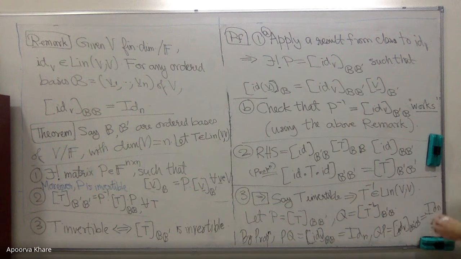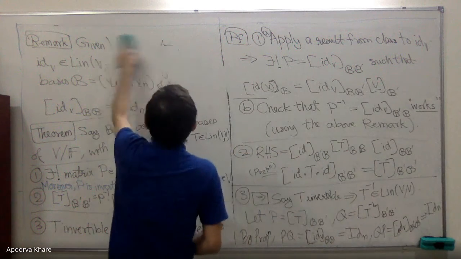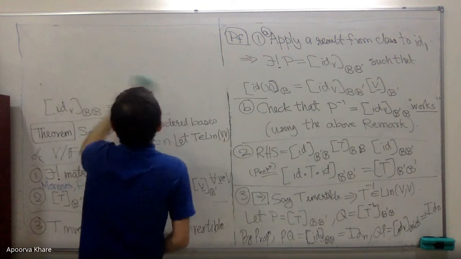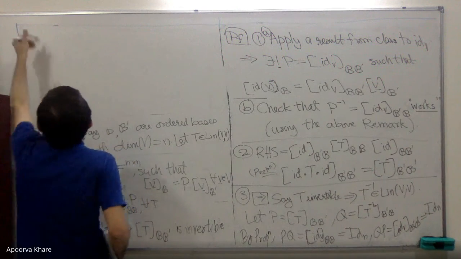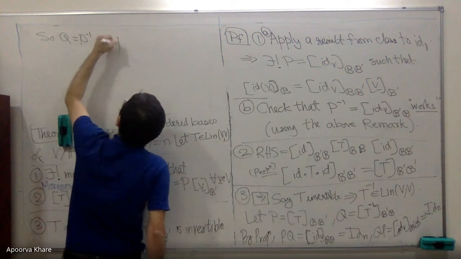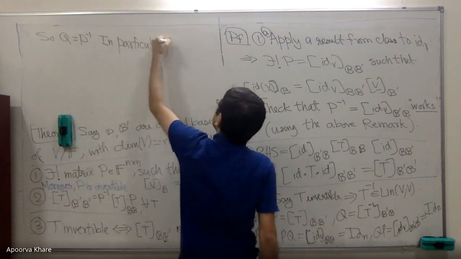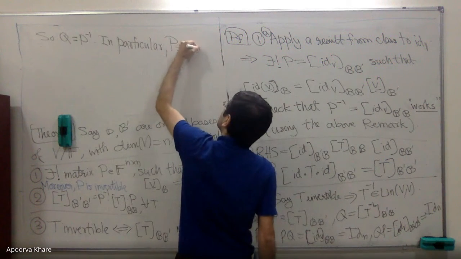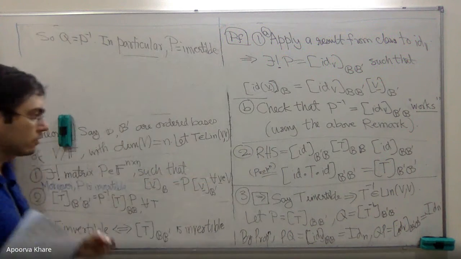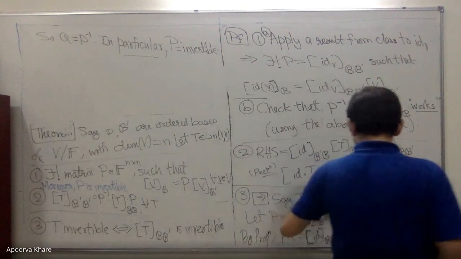and that is identity. So PQ is identity, QP is identity, therefore these are inverses of each other, and in particular, P indeed is invertible. So Q equals P inverse. That is the proof that if a transformation is invertible, then its matrix is invertible.